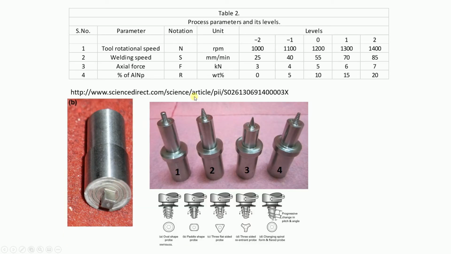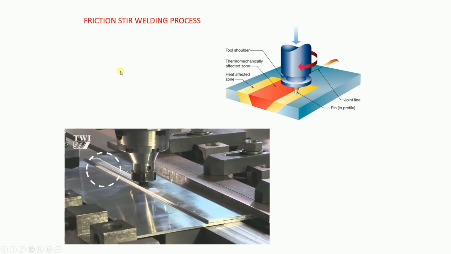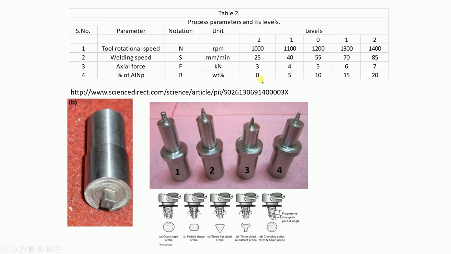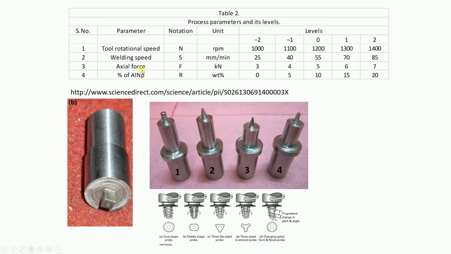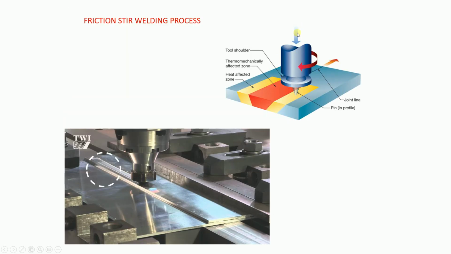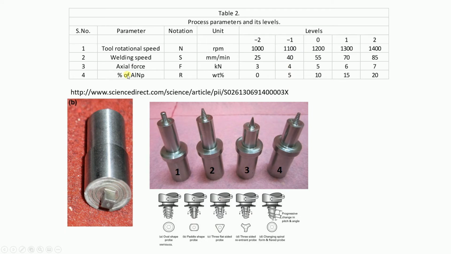I have taken one small reference from a paper. This is their link, and if you want, you can go through it and study. They have taken 4 parameters: tool rotational speed, as you can see the tool rotates; welding speed, the direction in which it moves; and axial force, which is given from the y direction, right? And the percentage of A and LB, that is their work, and we are not going to talk about this one. We are going to talk about these 3 parameters.